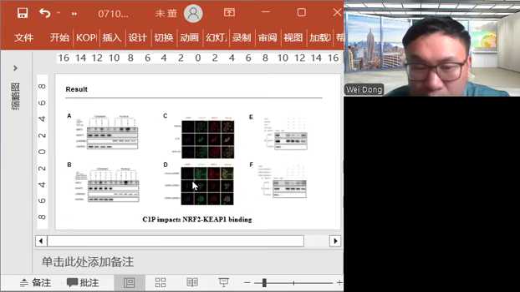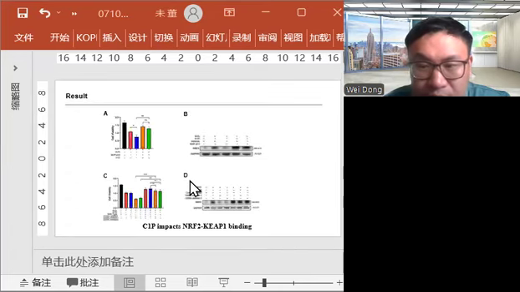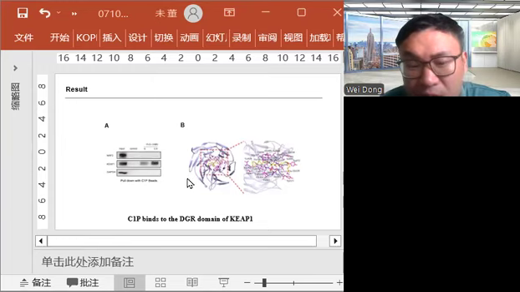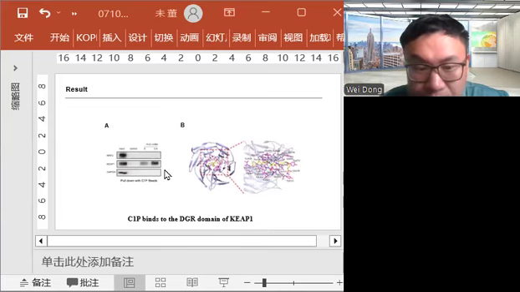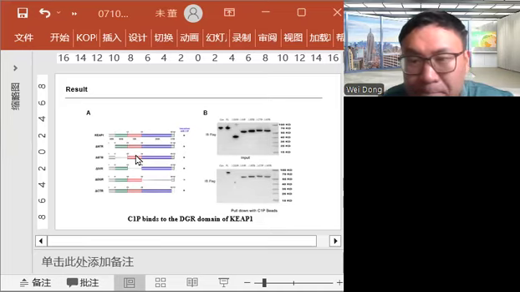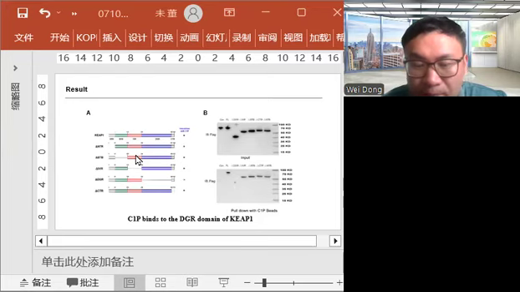In our investigation into how C1P influences the binding of NRF2 and KEAP1, we observe that C1P especially binds to KEAP1, but not NRF2. Through molecular docking analysis, we hypothesize that C1P interacts with the DGR domain of KEAP1, which is the binding area of KEAP1 to NRF2.